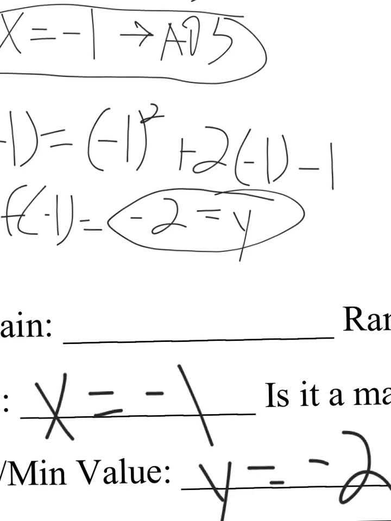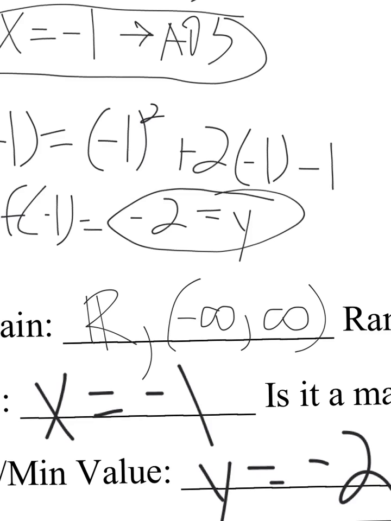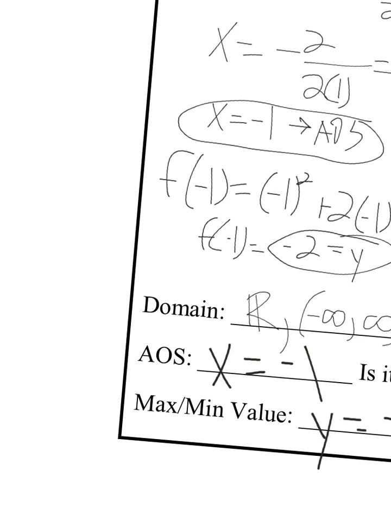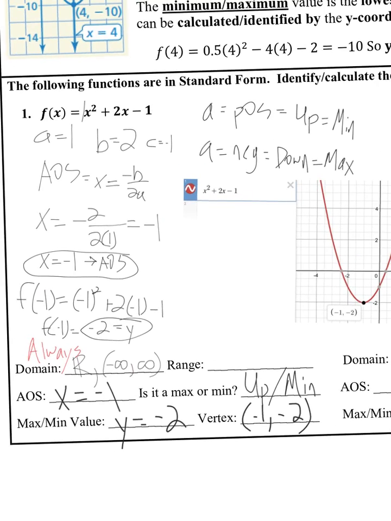And so just remember that it's always all real numbers. You can say that with the R symbol, or you can do negative infinity to positive infinity. But just make a note that the domain is always all real numbers. All right? Now, the range, that varies.